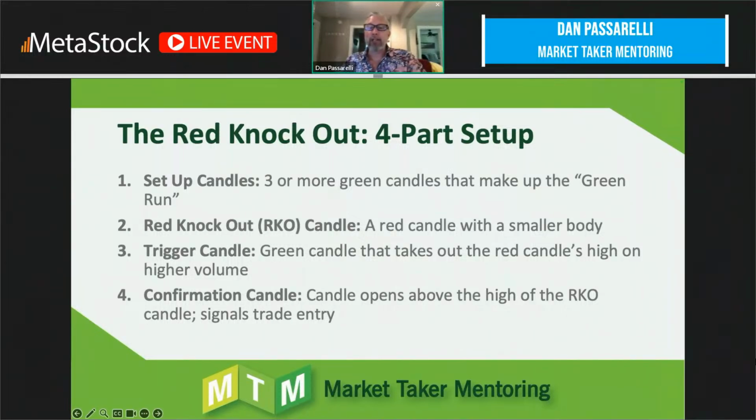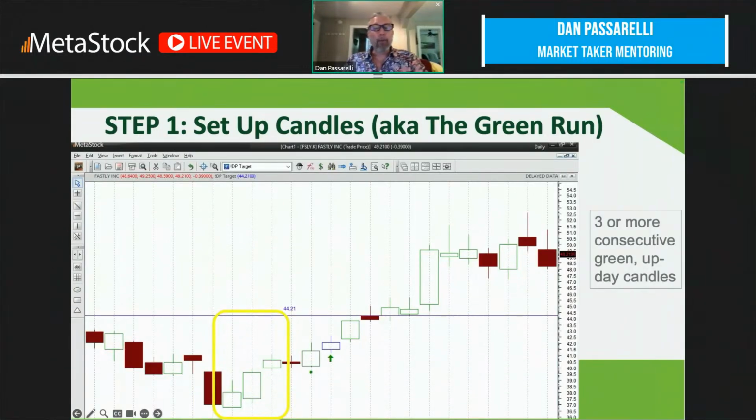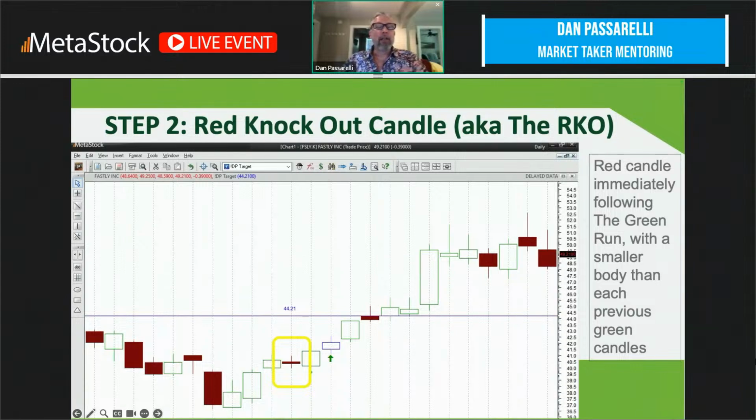So let's break this strategy down step by step and go through how it works. All right, step 1, you remember what that is? Hopefully you're taking notes. That is the setup candles, also known as the green run. That is 3 or more consecutive green upday candles. So they're green candles and upday candles. If this pattern keeps materializing, next we'll see the red knockout or the RKO, which is a red candle immediately following the 3 green run candles, but it has a smaller body than each of the 3 green run candles.